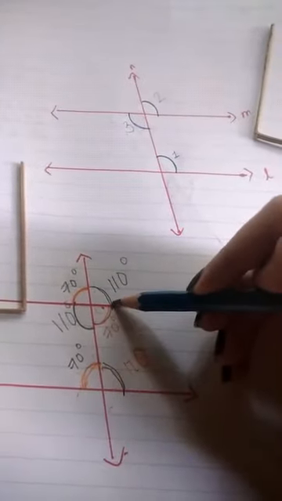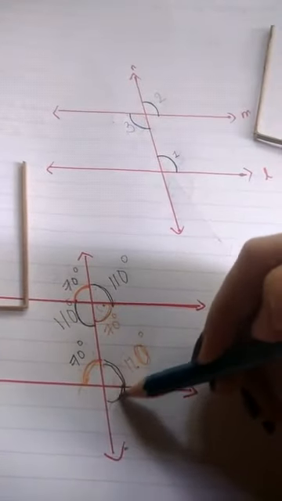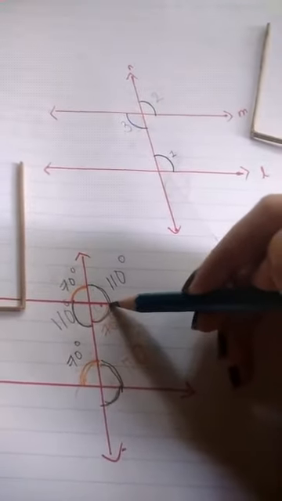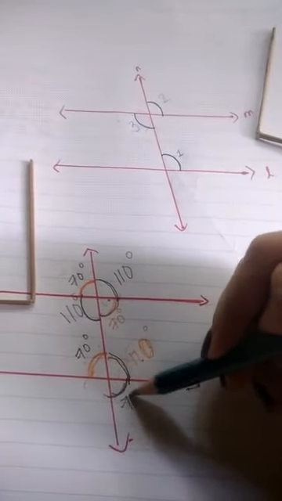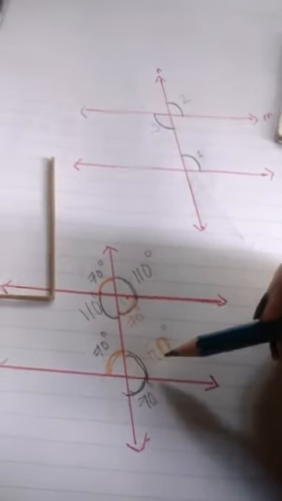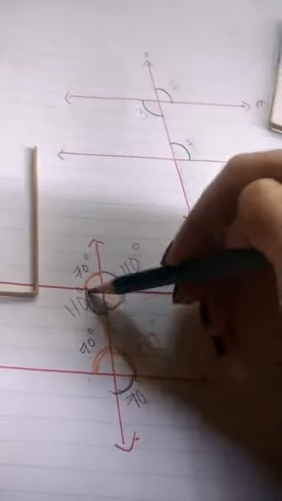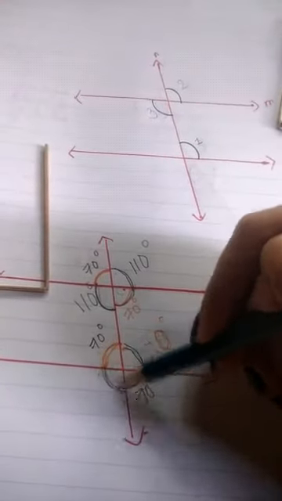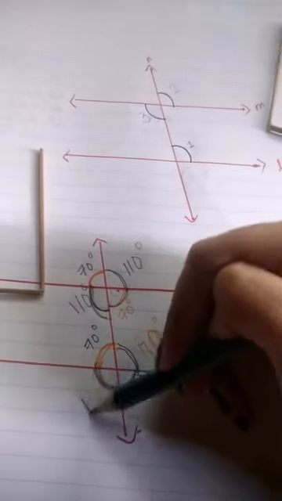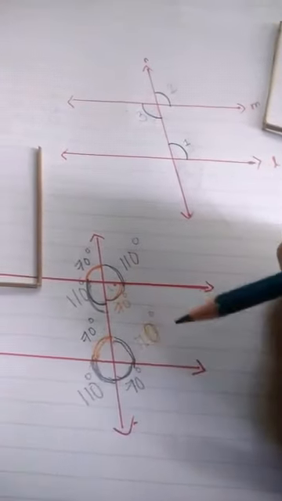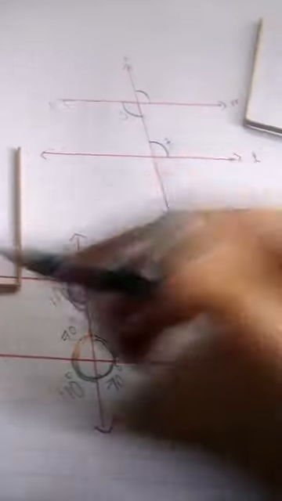This one's corresponding angle is this. So the 70 degree angle's corresponding angle is here. So if corresponding angles are equal, then this is also 70 degrees. This one's corresponding angle is here, right? This and this are corresponding. So that is also 110 degrees. So simple, we've got all of them.